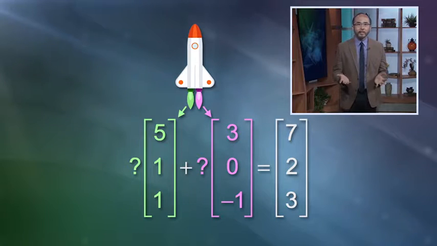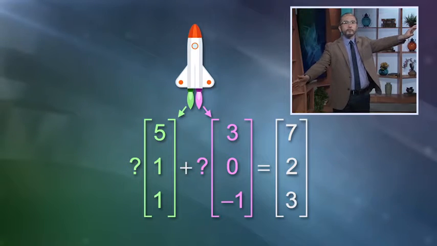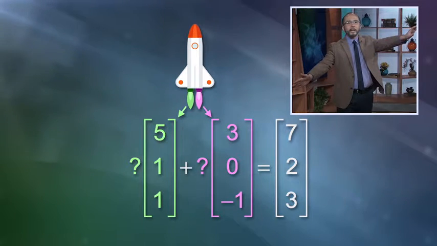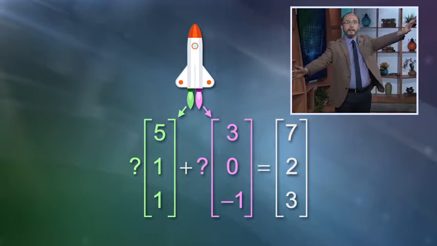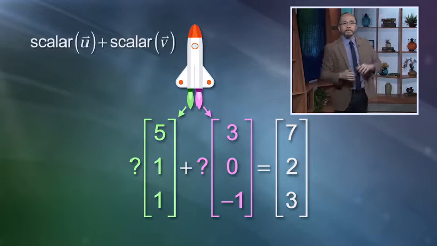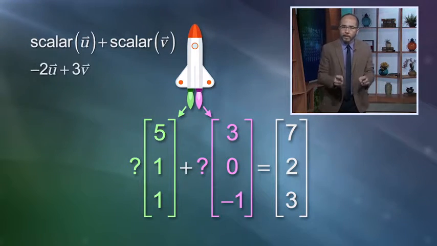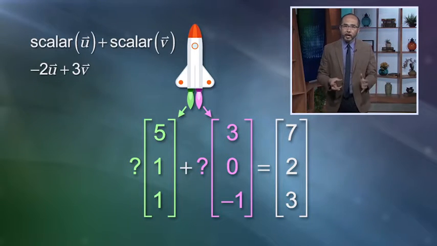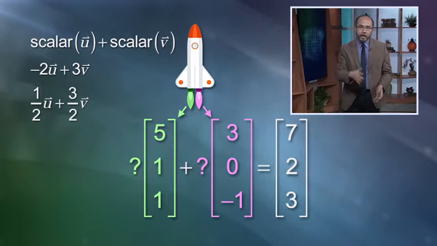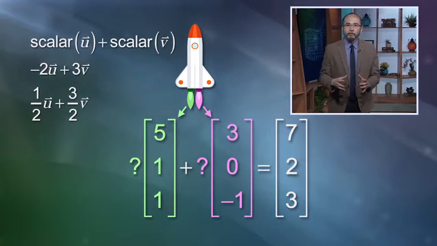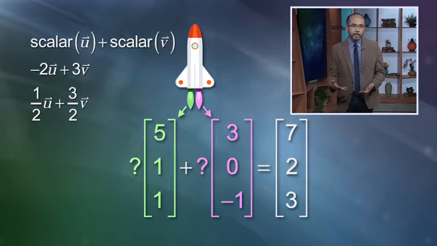If we think about this abstractly for a moment, call these two vectors u and v. A linear combination of vectors u and v is any vector that can be obtained from doing addition and scalar multiplication on these two vectors. So it must be of the form scalar times u plus another scalar times v. For instance, -2u plus 3v is a linear combination of u and v. So is 1/2 u plus 3/2 v. The 0 vector is also a trivial linear combination of u and v, namely the scalar 0 times u plus 0 times v.